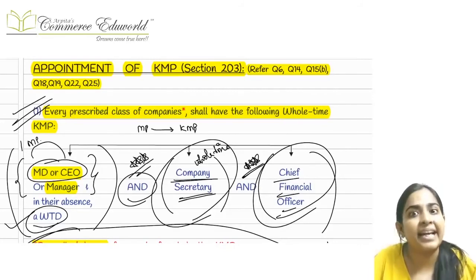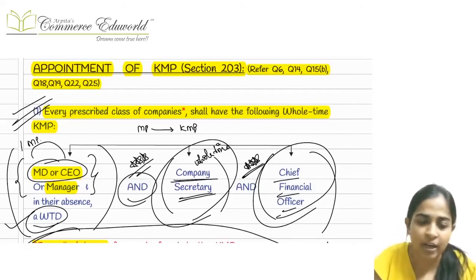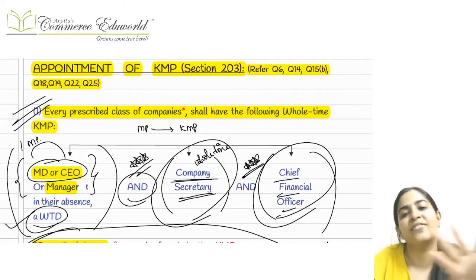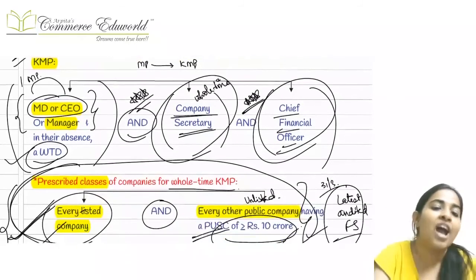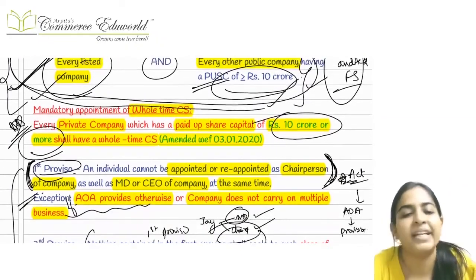And the company secretary, an in-house company secretary, has to be there in the company whole time. All these are to be whole time. And a CFO should be there in the company. Then in that case, we will say that yes, the company is having a whole-time KMP. Okay, now which companies are required?